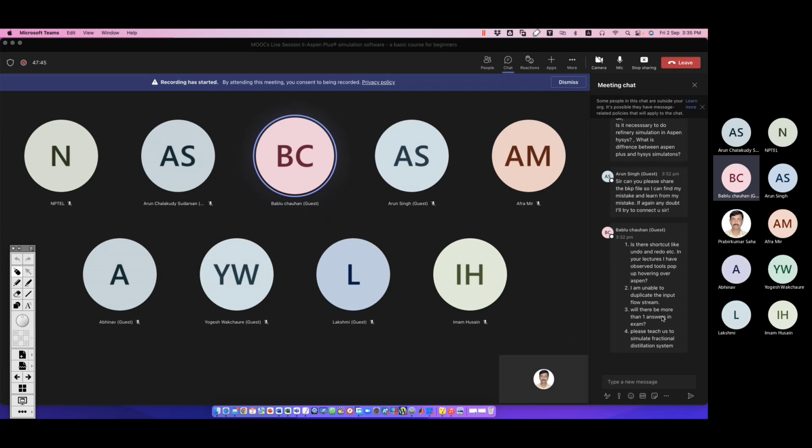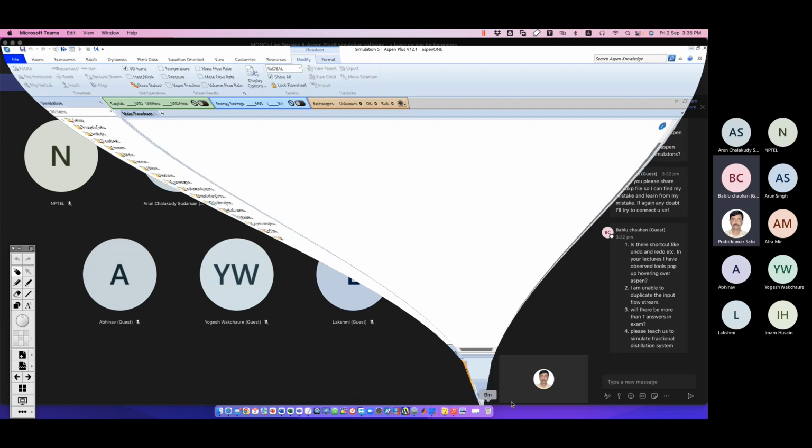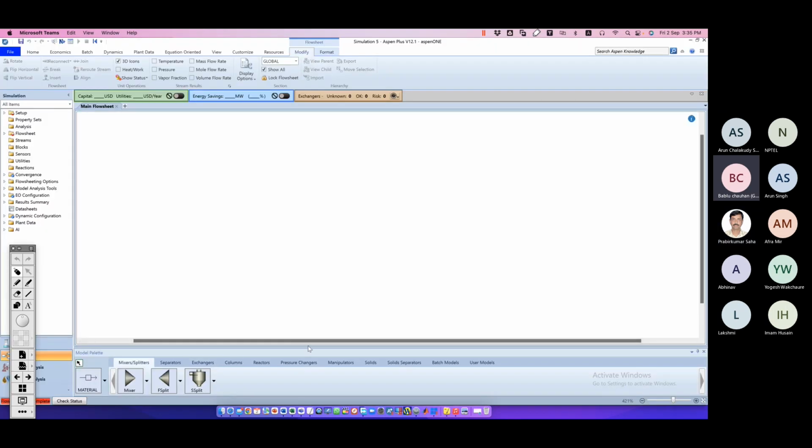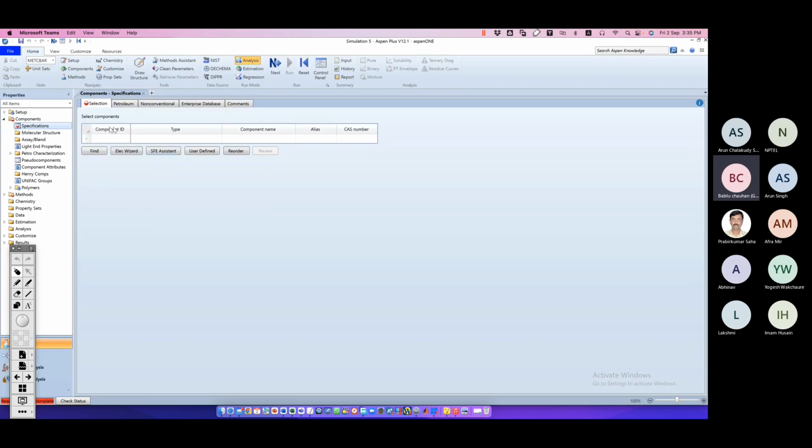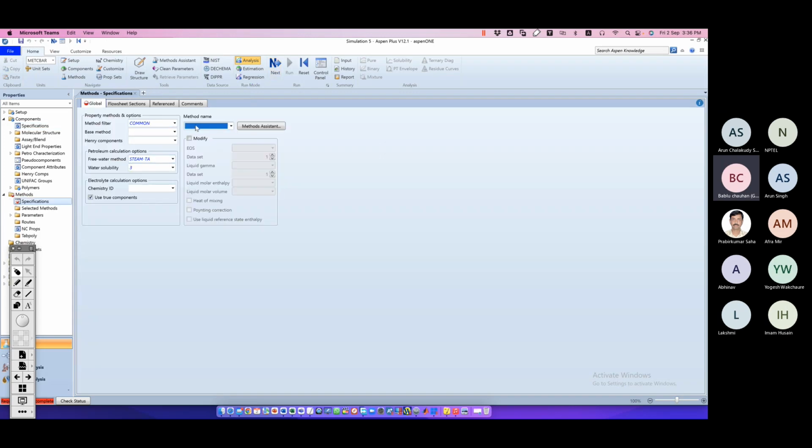And there is one more question. I am unable to use the duplicate term in the input flow stream. How do you place that and connect the inputs? I am unable to do that. Yes. Suppose you have, say, water. So you have only water.